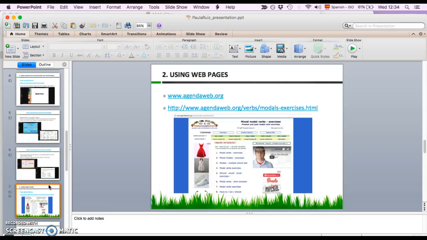Another attractive and useful material to teach modal verbs is this page, www.agendaweb.org. This is very useful. In here you find different exercises and videos about modal verbs, and what I also like about this is that it's very well organized. For example, you have can't and could, then you have must and have to, may and might, and then shall, should, will and would. So this allows students to learn and to practice with each modal verb as many times as needed.